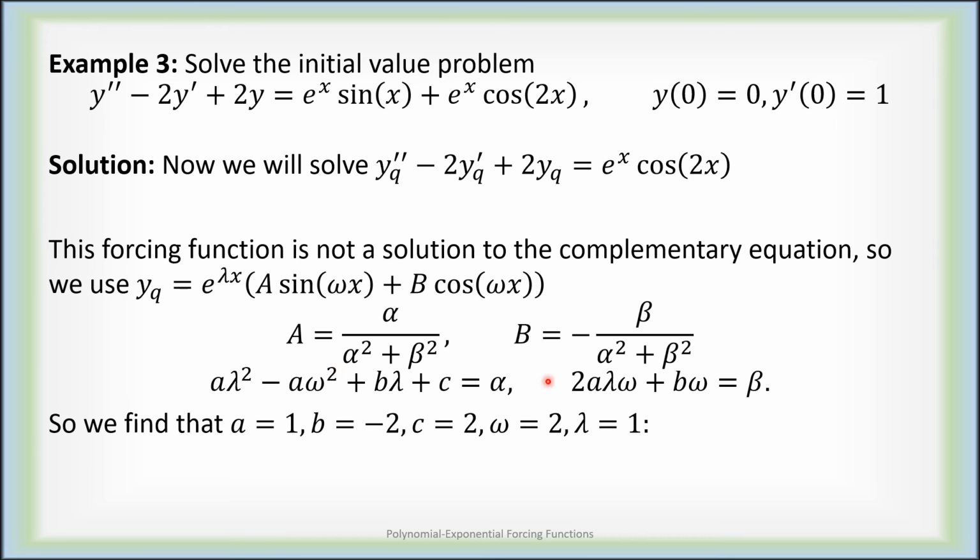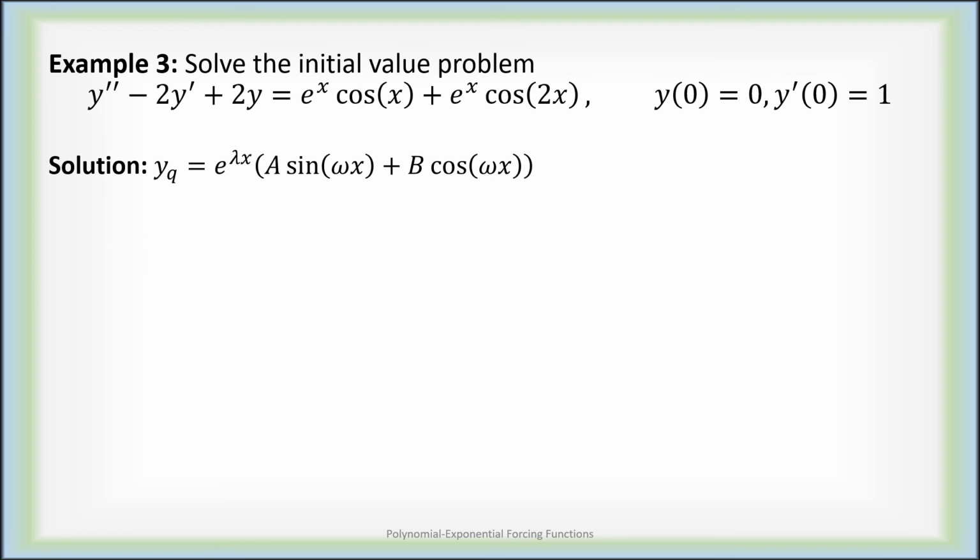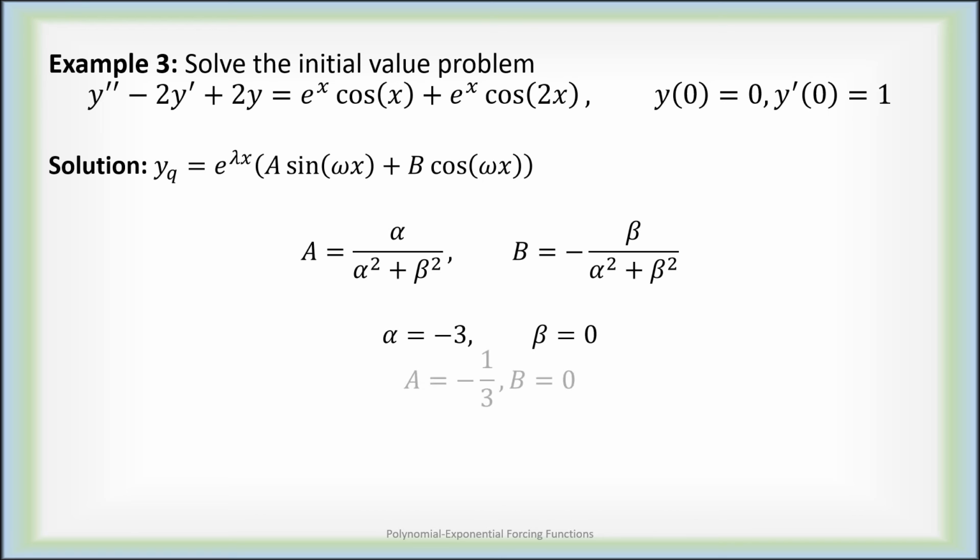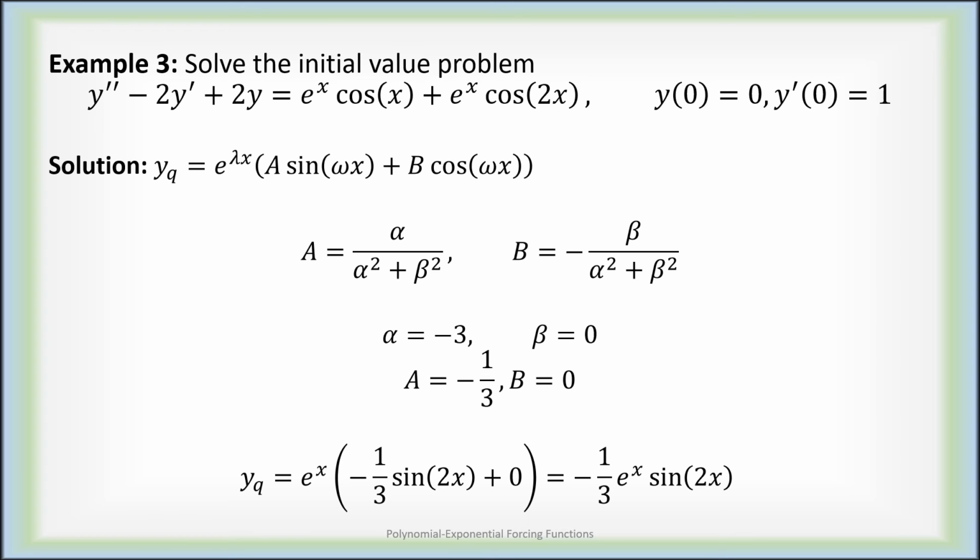And now I can compute alpha and beta, therefore capital A and capital B. So alpha is 3, beta is 0. With alpha being 3 and beta being 0, we can plug this in and get capital A is negative 1/3 and B is 0. Therefore, y sub q, with A being negative 1/3 and B being 0, would reduce to just negative 1/3 e to the x times the sine of 2x.